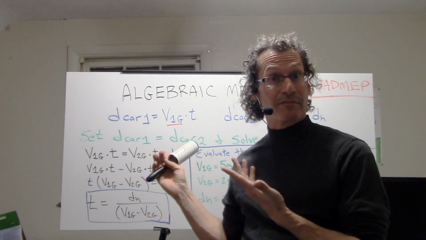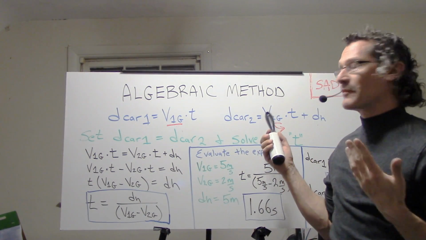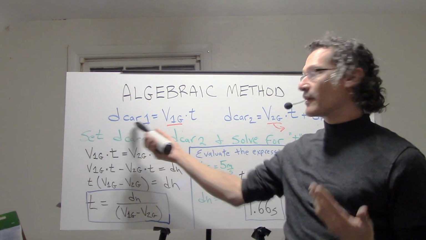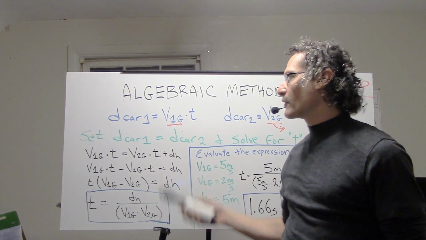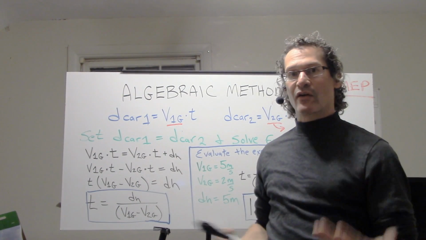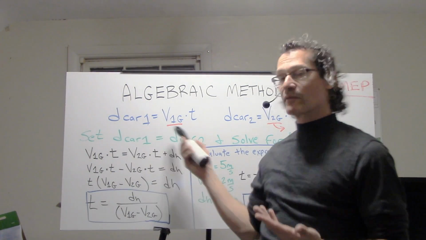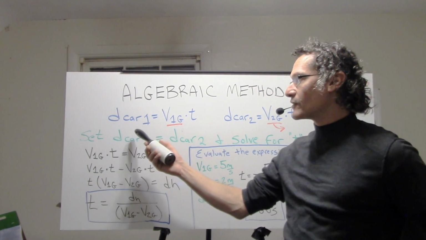The algebraic method, number 3. The algebraic method involves the equations that describe the motion of both car 1 and car 2. For example, when we did the battery of buggies lab and plotted our d versus t graph, we actually came up with the equation. We saw it in the graphical method, and that's this here.